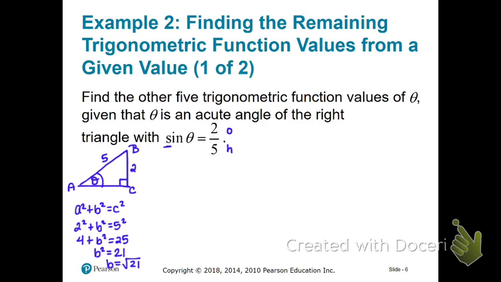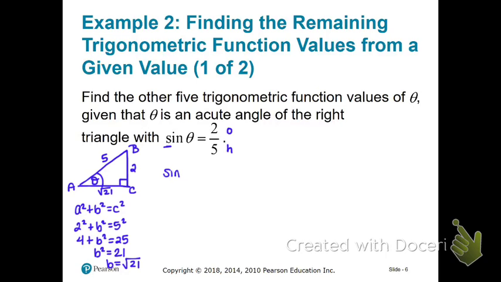All right, so we found that side B is the square root of 21. And I can't break that down any. So now we can go find the trig functions. So it just said to find the other 5. I like to have them lined up, maybe it's a little bit of my OCD, whatever. So I'll go ahead and write all 6, even though they already gave me one.